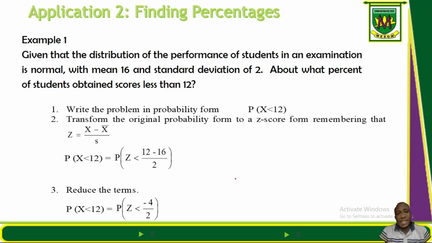Okay, let's go to the second application: finding percentages. We are through with finding the probabilities. Now we are going to find percentages using the normal distribution and the normal distribution curve. Example: given that the distribution of the performance of students in an examination is normal, with mean 16 and standard deviation of 2. What percentage of the students obtained scores less than 12?